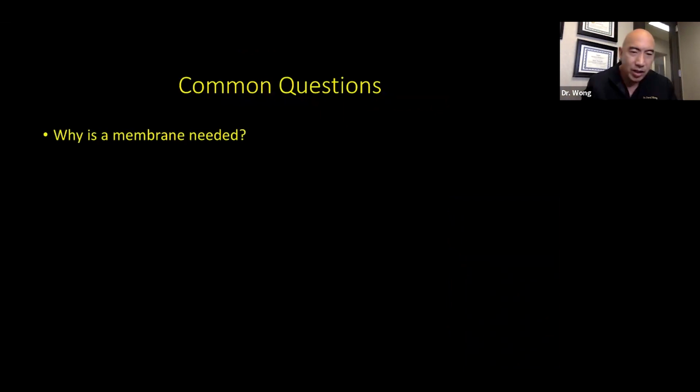Common questions. Why is a membrane needed? You need a membrane because you have a breach in the labial plate. If you don't use a membrane, the soft tissue is going to grow through that hole or that fenestration and invade your bone graft material, and you're going to get that scar tissue formation like I showed you in a CBCT earlier.